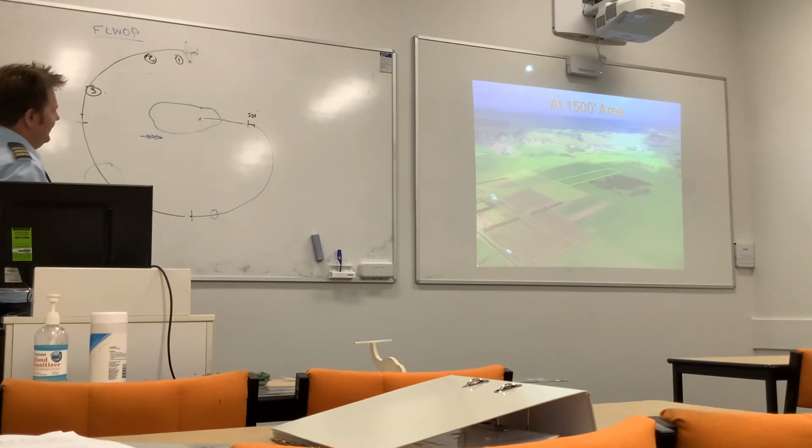So building this picture as you go, we're here at our 1500 foot area, this is what it should look like. Are we within glide range? Yes. Is it looking like it's slightly higher than your circuit height, your joint height? Yes, well that's perfect.